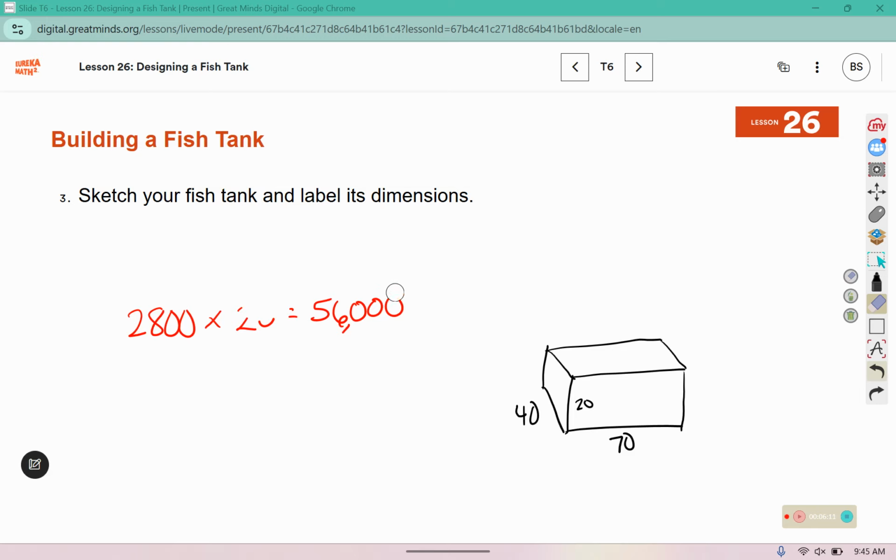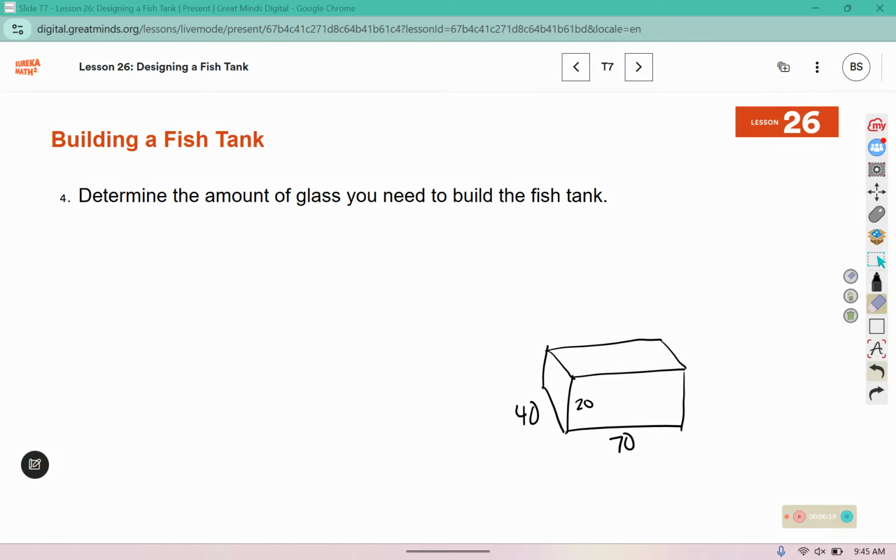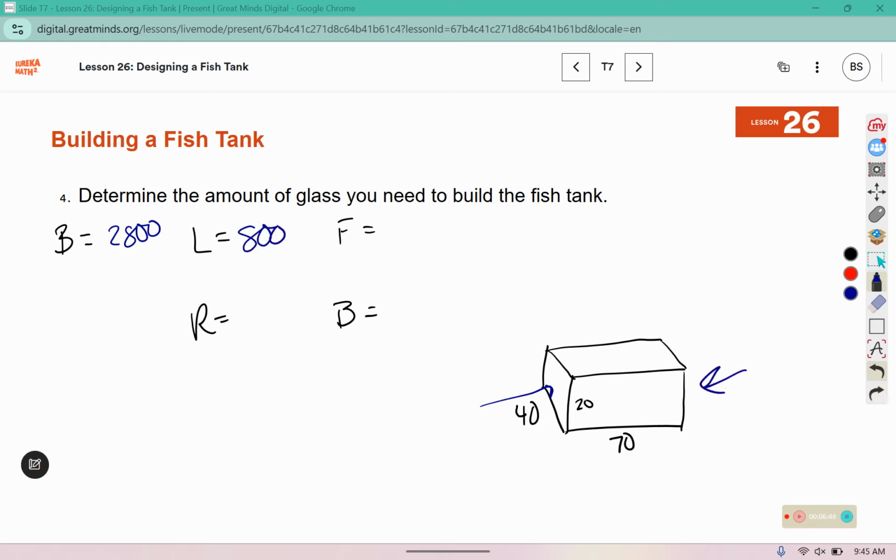The next problem, problem 4, asks us to determine the amount of glass you would need for the fish tank. Remember that we are not using the top, so we just have the bottom, left side and right side, and the front and the back, because the top is left open. For the bottom, we have a 40 by 70, which is 2,800. For this left side, I have a 40 by 20. 40 times 20 is 800. The right side is the same.